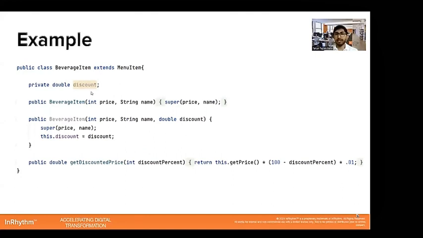Now, how do we achieve that, right? Because if we do get price, it's just gonna return the price of the beverage, right? But we don't want to do that. Hence, we're introducing an additional method, get discounted price, which is gonna take in the discount percentage and do the calculation and accordingly return the price, right? Seems good. Both of these examples look perfectly fine, but let's see that in action.